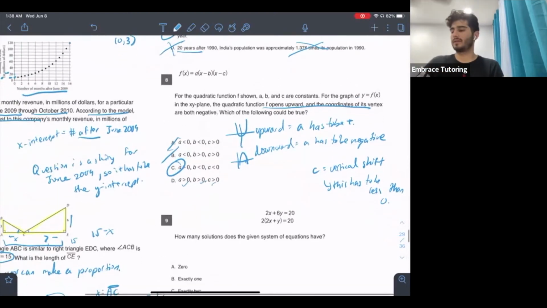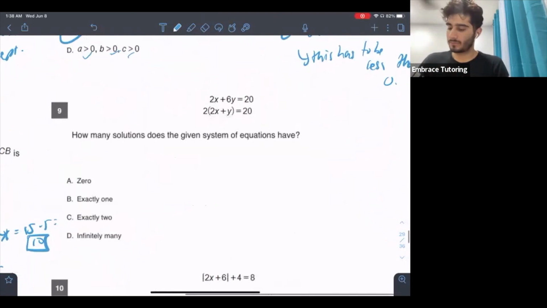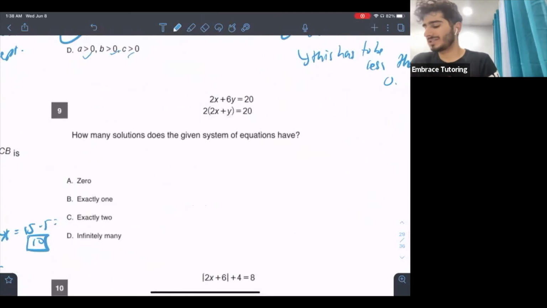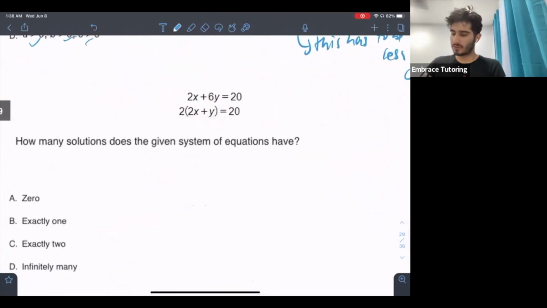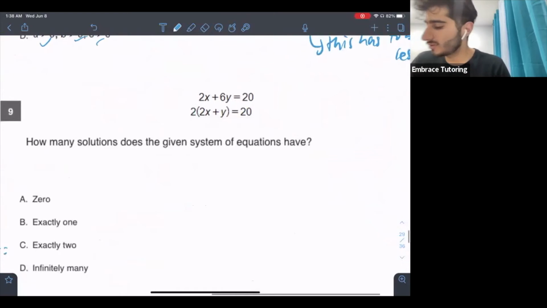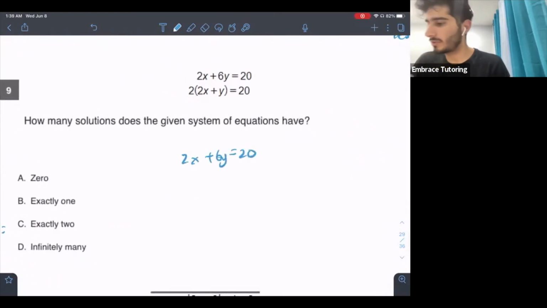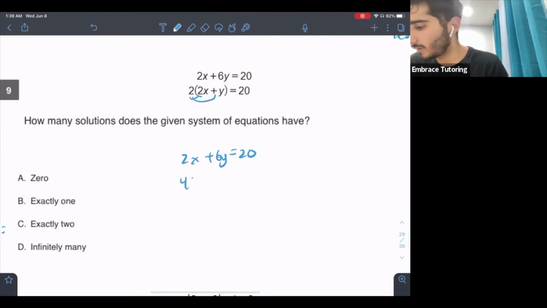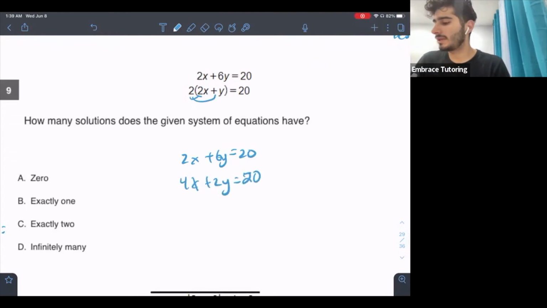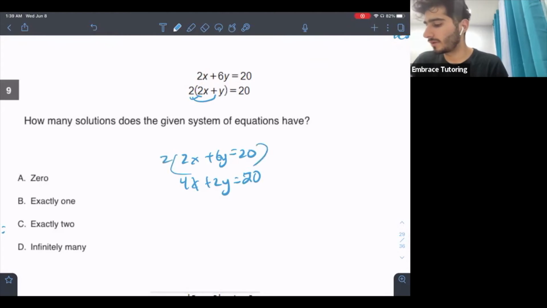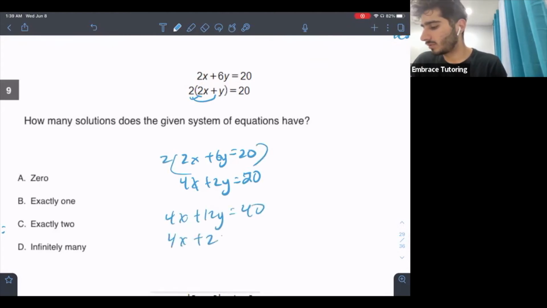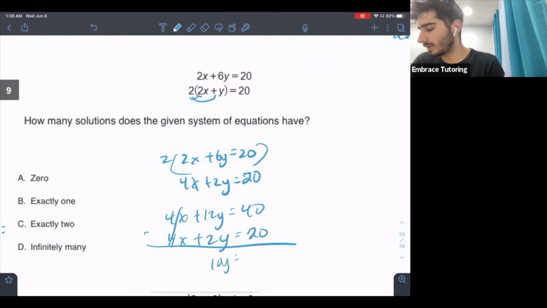Question 9. How many solutions does a given system of equations have? What I would do for this question is, you notice you have 2 equations. You have 2x plus 6y is equal to 20. I would distribute the 2 to get 4x plus 2y equals 20, and then try to eliminate one of the variables. You get 4x plus 12y equal to 40, 4x plus 2y is equal to 20, and then subtract both equations to get 10y equal to 20.